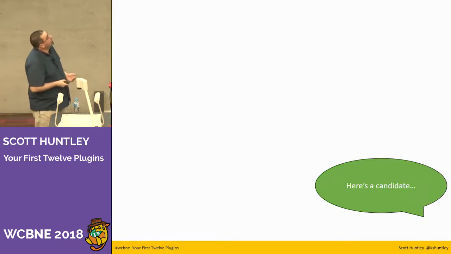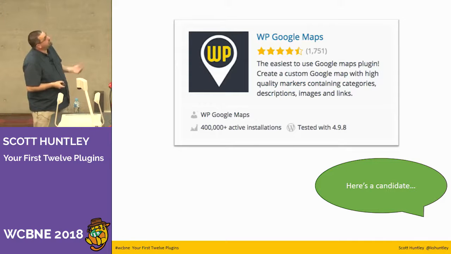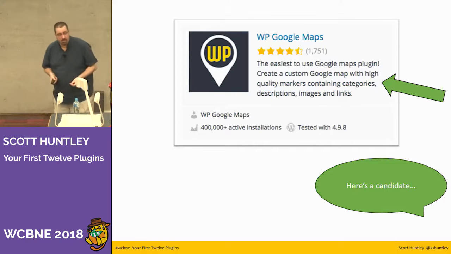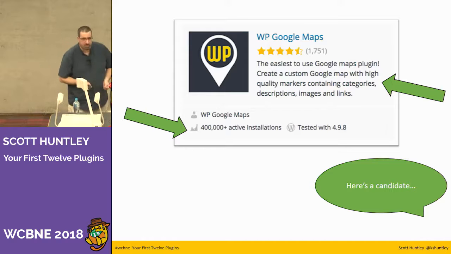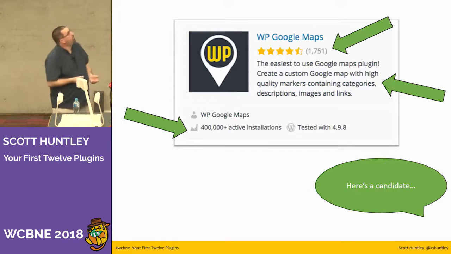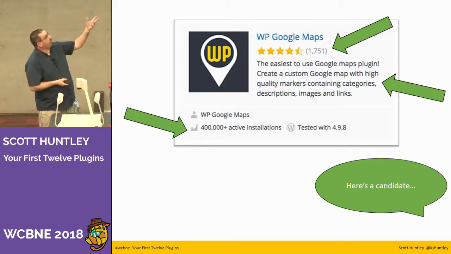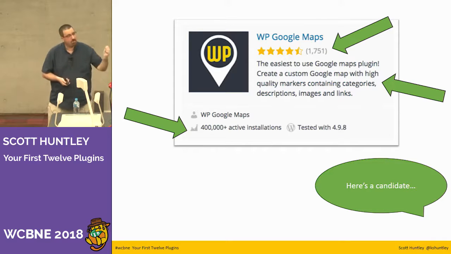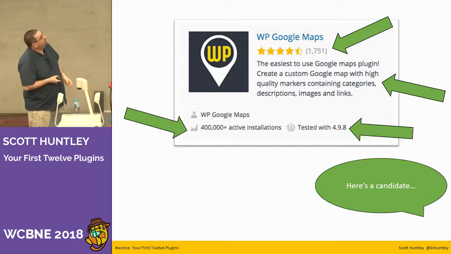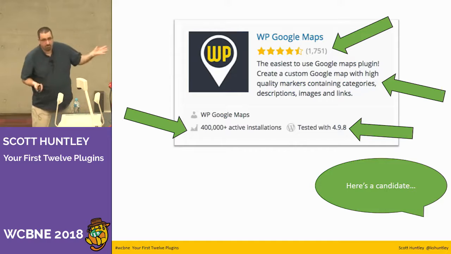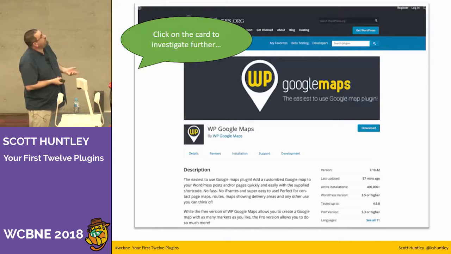So what's my strategy? I look at each candidate. Here's a candidate. What am I going to check? Number one, I'm going to skim that and say, does that kind of sound like what I'm looking for? Number two, how many people are using it? Usually more people, better. Not always. Number three, how many stars does it have? And also, how many people have ranked it? A 5-star review with 3 people is meaningless, because it's probably mom, dad, and sister who rated it. Is it tested with my version of WordPress? And then I say, yeah, that's a pretty good candidate. Let's take it a little bit further.